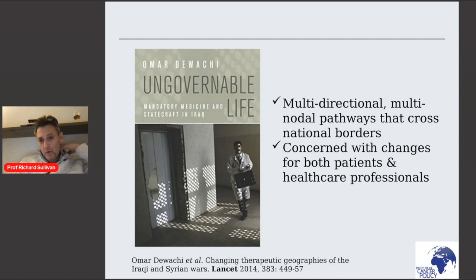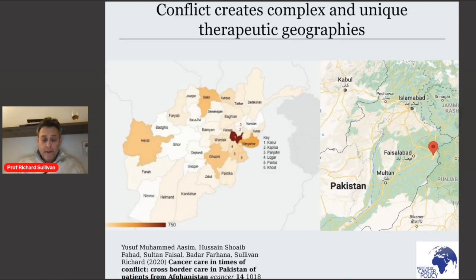The other thing we know, of course, is that we're dealing with some very different ecosystems here. We're dealing with pathways for healthcare professionals and patients which are multidirectional, multinodal, and tend to cross national borders. And of course, you have to take into account that both patients and healthcare professionals move around. And this is what we mean by the changing therapeutic geographies. And again, there is a wonderful book by an old friend and colleague of mine, Omar, about exactly this sort of subject, but in the context of Iraq.